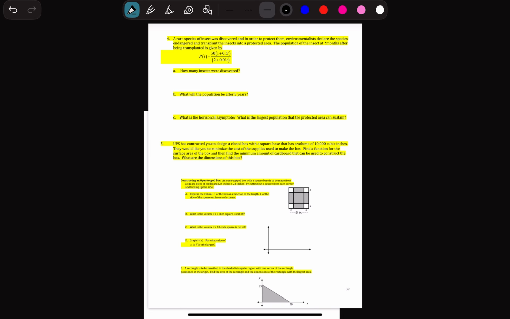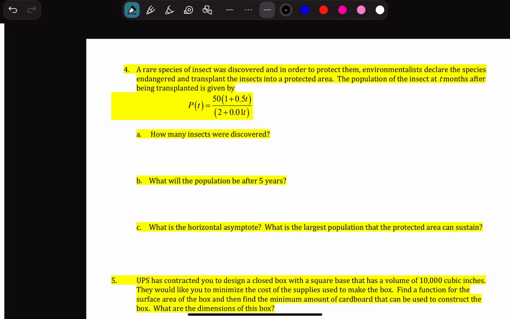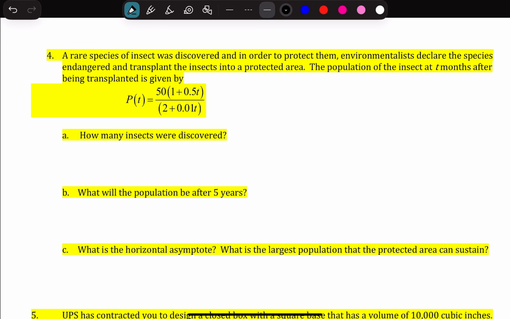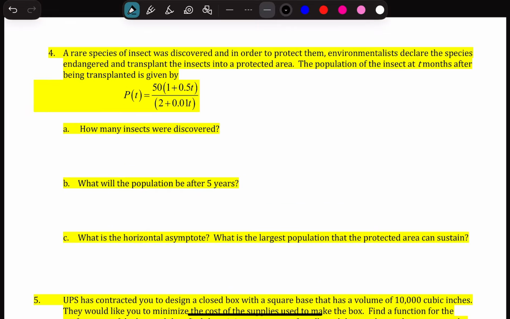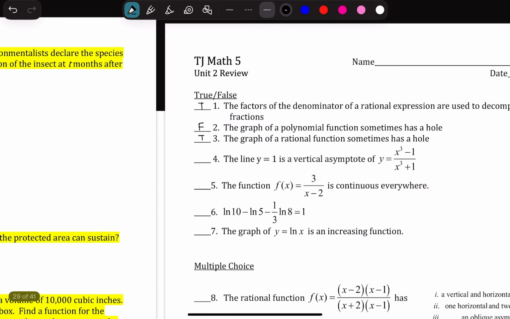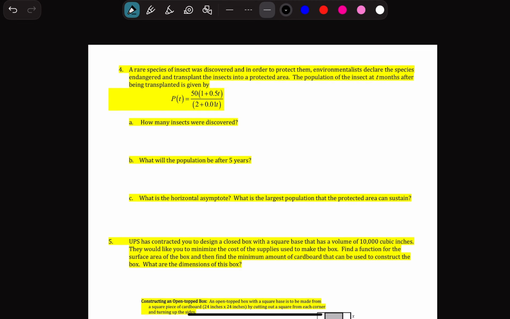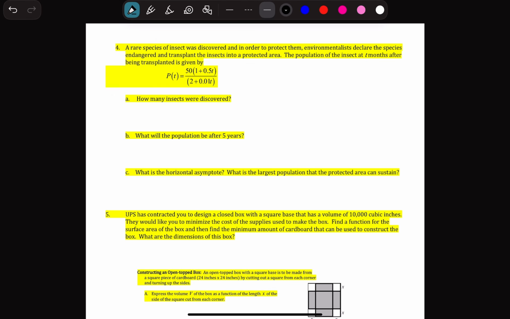So let's say that we have a rare species of insects that were discovered, and in order to protect them, environmentalists declare... okay, this is not loading. Actually, let's... okay, sorry. Yeah.